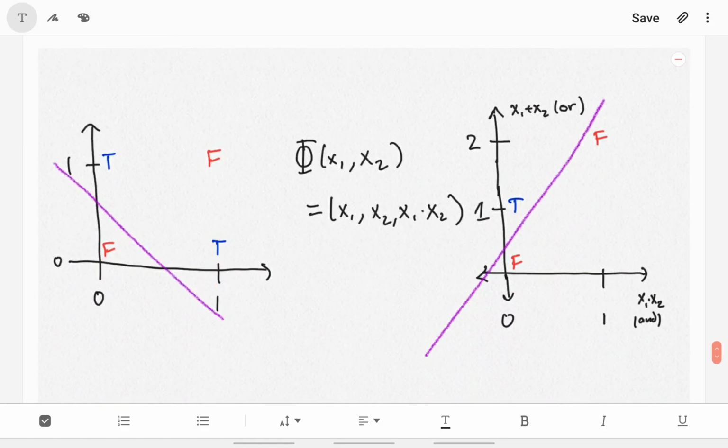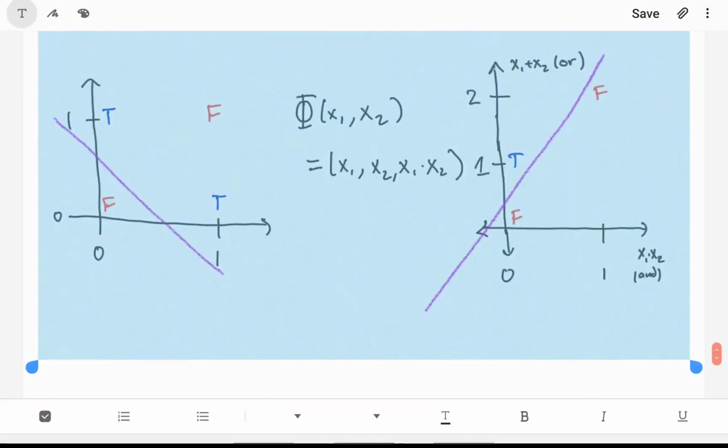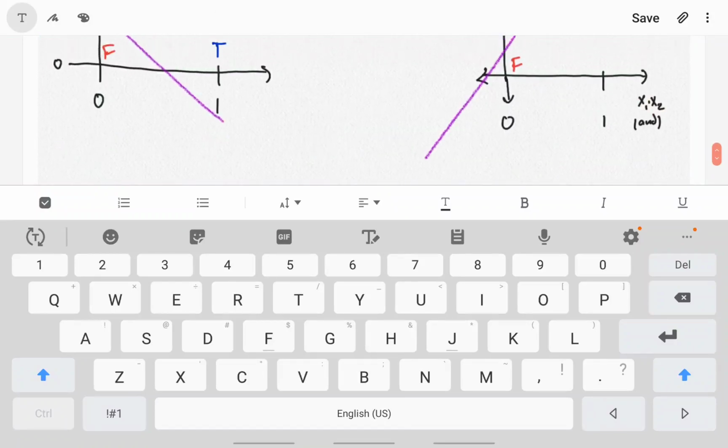We're done with this. Sorry. Still figuring out how to use this.